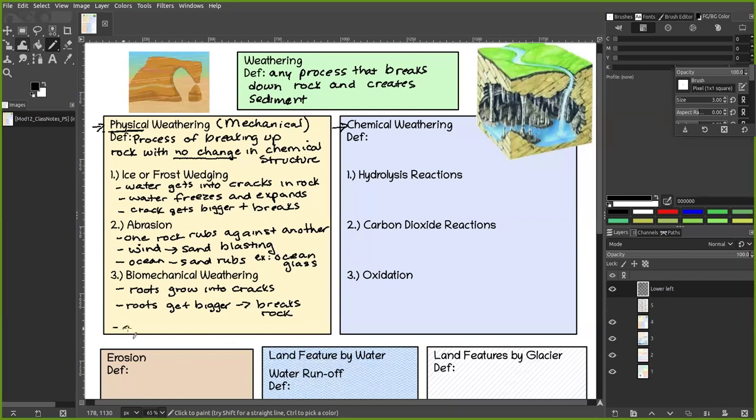Another way is by animals. Animals burrow into the ground and they rub up against the rock, and that rubbing and scraping pulls apart chunks of the rock, especially if it's already weakened by other things. So those are all physical processes that don't change the chemical structure. Now, chemical weathering is that the rocks are broken down by chemical changes.